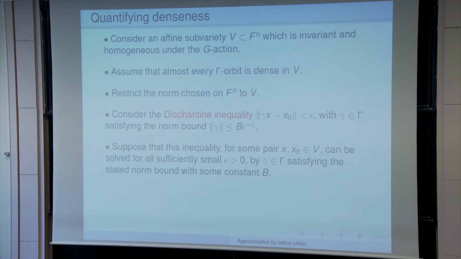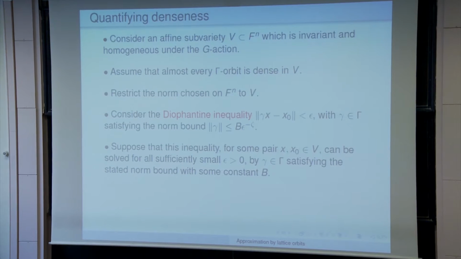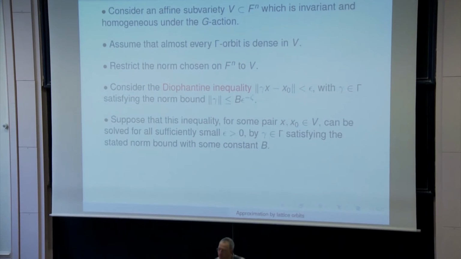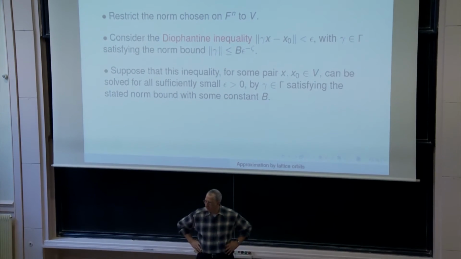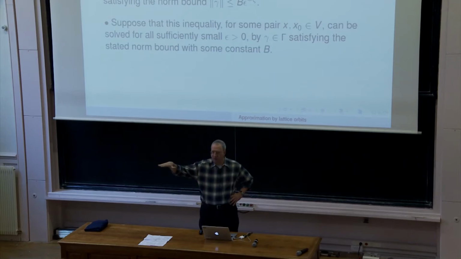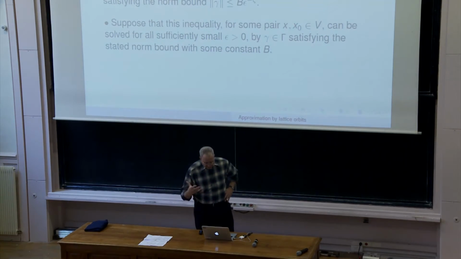Suppose that this inequality for some pair x, x_0 in V can be solved for all sufficiently small epsilon by gamma in Gamma satisfying the stated norm bound with some constant b. So the point is that epsilon goes to 0, and therefore you have to take elements in Gamma which have norm larger and larger. But you have a certain bound on how far you have to go. So you can affect this approximation process at a certain level of efficiency, which is given by the size of this zeta.